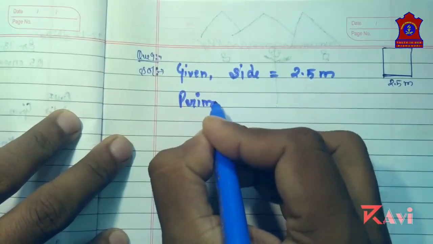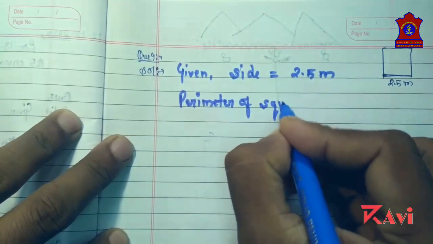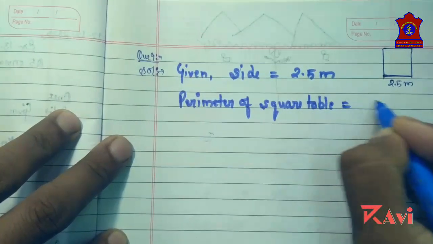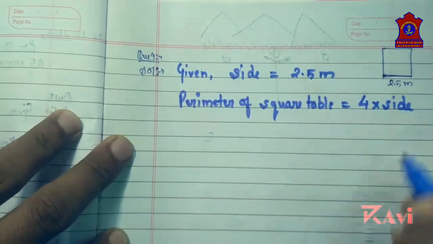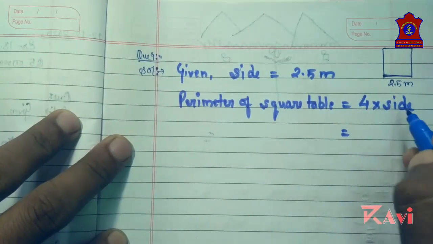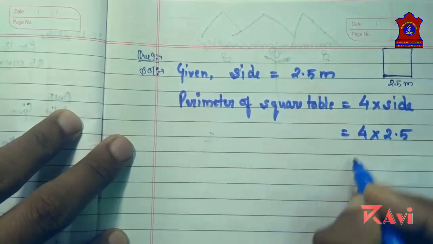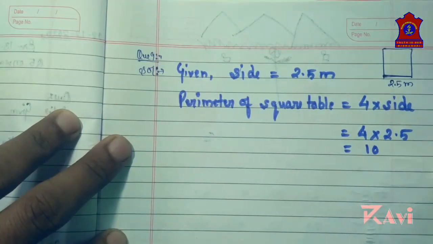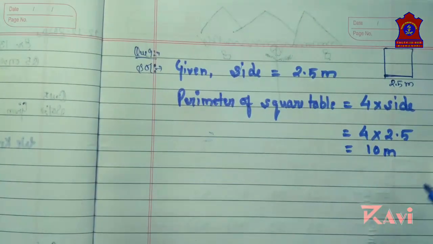Perimeter of square table equals to 4 into side. You need to keep all the formulas in your mind. Okay, 4 into side. So 4 into 2.5. 4 into 2.5 is how much? 10 meter. Okay, see, you can multiply and get the answer. I know 4 into 2.5 is 10.